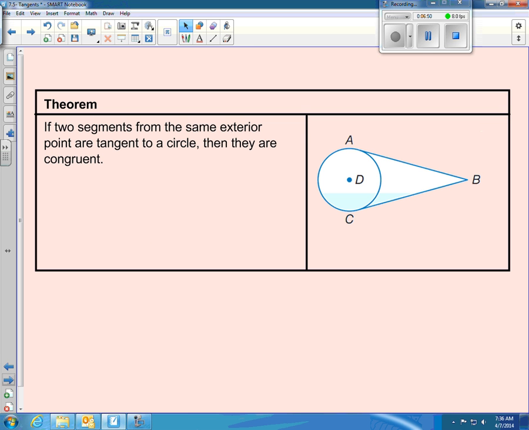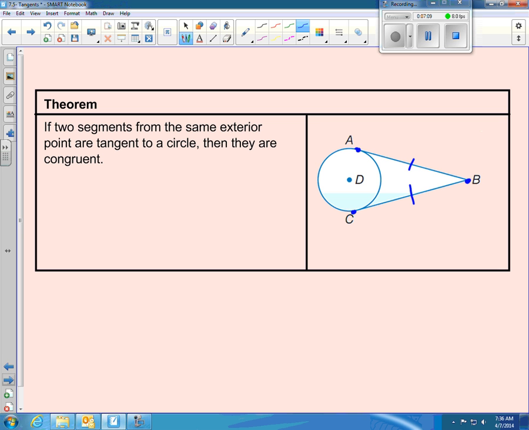Okay, so we have our next theorem. If two segments from the same exterior point are tangent to a circle, then they are congruent. So if we look here, they have the same exterior point of B, and they both just touch our circle in one point. That makes these two lines congruent.